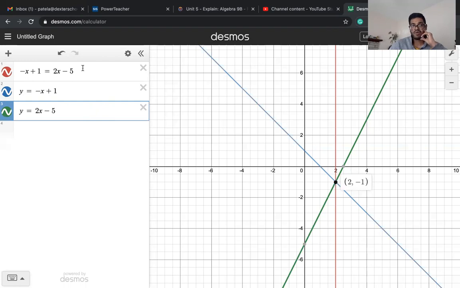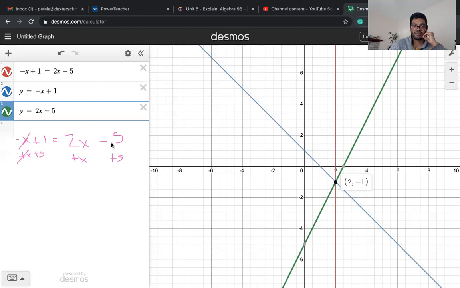That's because of the way we set this up. I'm going to go back to the notes in a second. When you solve for x, which we can do real quickly, I have negative x plus 1 equals 2x minus 5. I'm solving for x. I can add the x this way, and I can add 5 to the other side.